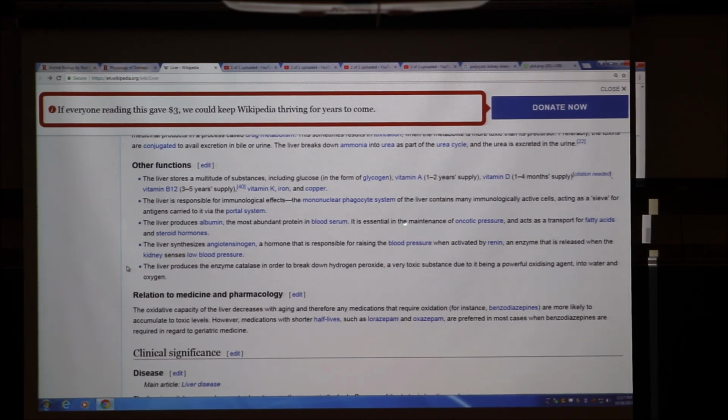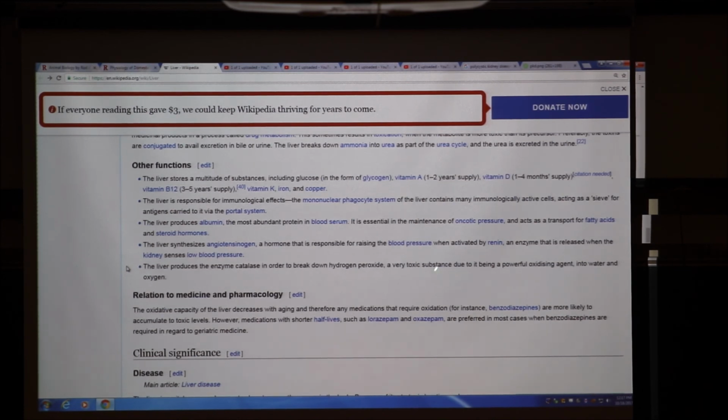Okay, so we talked about the Kupffer cells. Notice how it says acting as a sieve for antigens carried to it via the portal system. That's coming from the gut. There's got to be some bacteria that slip into the blood vessel. And luckily, if you have a good functioning liver, that bacteria will not get into the rest of the blood supply. But if your liver's not functioning, then bacteria from your gut can appear in your blood supply and go to other body parts.